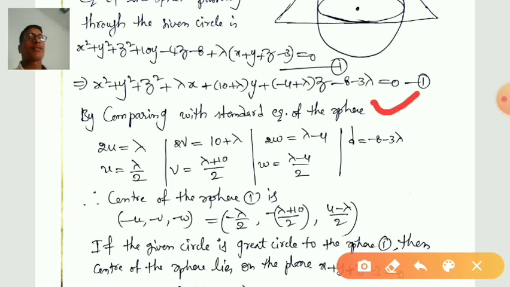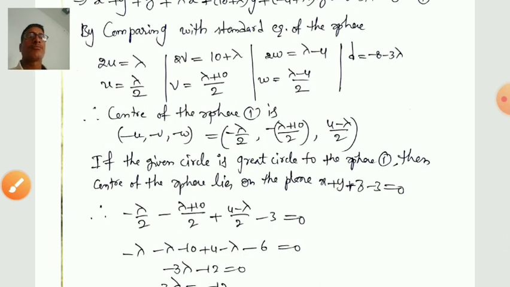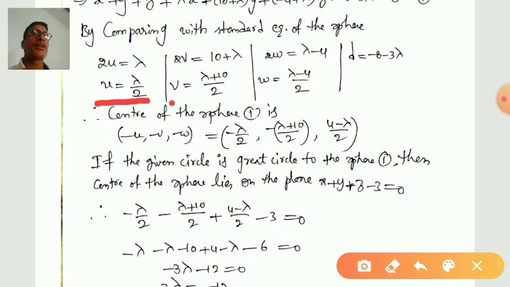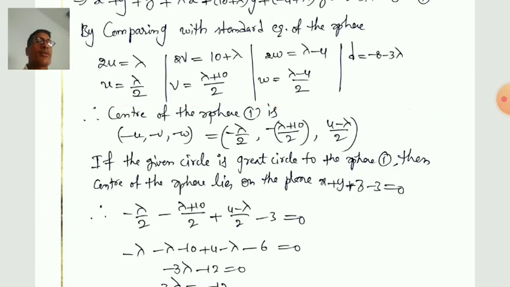By comparing this with the standard equation of the sphere, we get 2u is equal to lambda, 2v is equal to 10 plus lambda, 2w is equal to lambda minus 4, d is equal to minus 8 minus 3 lambda. From this we can obtain u is equal to lambda by 2, v is equal to (lambda plus 10) by 2, w is equal to (lambda minus 4) by 2 and d is equal to minus 8 minus 3 lambda. Therefore, the center of sphere 1 is (minus u, minus v, minus w), that is equal to (minus lambda by 2, minus of (lambda plus 10) by 2, (4 minus lambda) by 2). This is the center of the sphere.